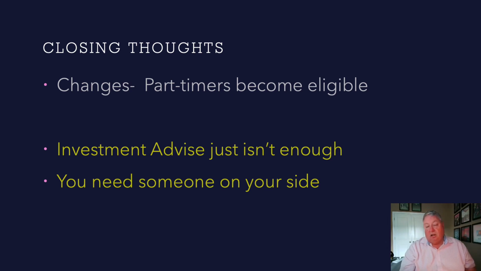And while this isn't a closing thought, I wanted everyone to be aware that plan rules changed last year, and that starting in this year, part-timers are technically becoming eligible for your 401k plan. Now, they have to be part-time, work that way for 3 years, and be age 21, 3 consecutive years, before they're eligible, so we won't really see any impact on plans until 2024.